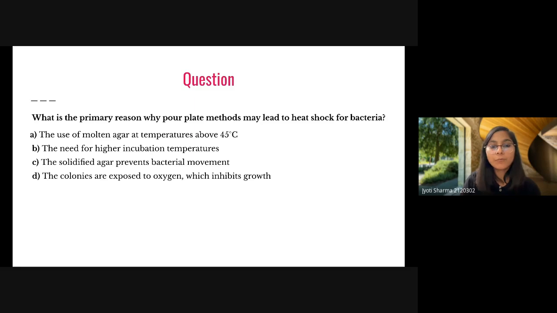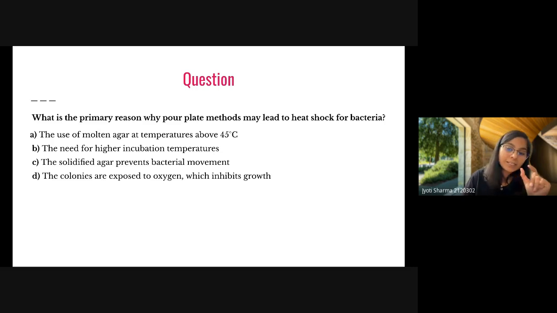Okay, so we have one more method for the bacterial culture, and this is the pour plate method. What is the primary reason why the pour plate method may lead to heat shock for bacteria? The options are: the use of molten agar at a temperature above 45 degrees Celsius, the need for higher incubation temperature, the solidified agar prevents bacterial movement, or the colonies are exposed to oxygen which inhibits growth. So why may the pour plate method lead to heat shock for the bacteria?